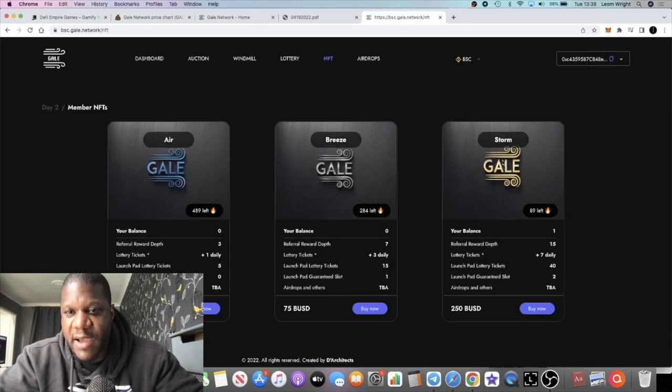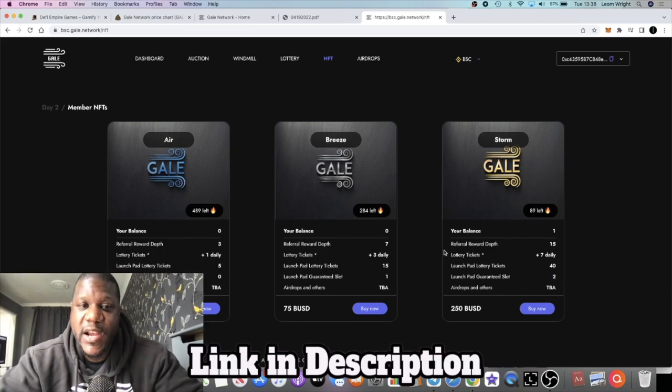So me having this NFT, yes, I can get the referrals, and whether I would need a 15 downline, we don't know. But it gives me the 7 daily lottery tickets, the 40 launchpad tickets, and the 2 guaranteed slots. Whether they come up with great projects that they can launch on their launchpad, that is another story.